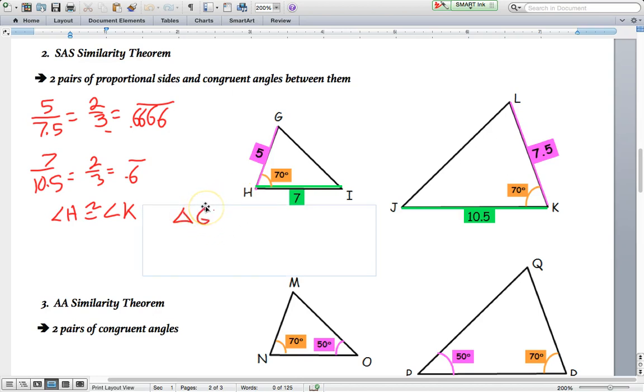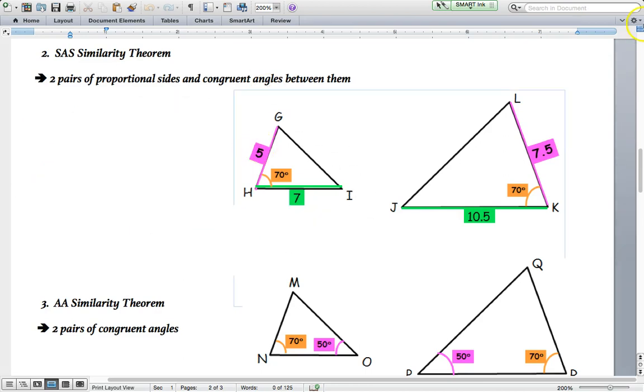Triangle, we'll say GHI, similar to triangle. What corresponds to G? That's L. And we went to H next. That's where the two lines meet. So LK, and then J is the last one. So we know this triangle is similar to this one. How do we know that? By SAS. All right. Okay, let's do one more, and then we'll practice a little bit.